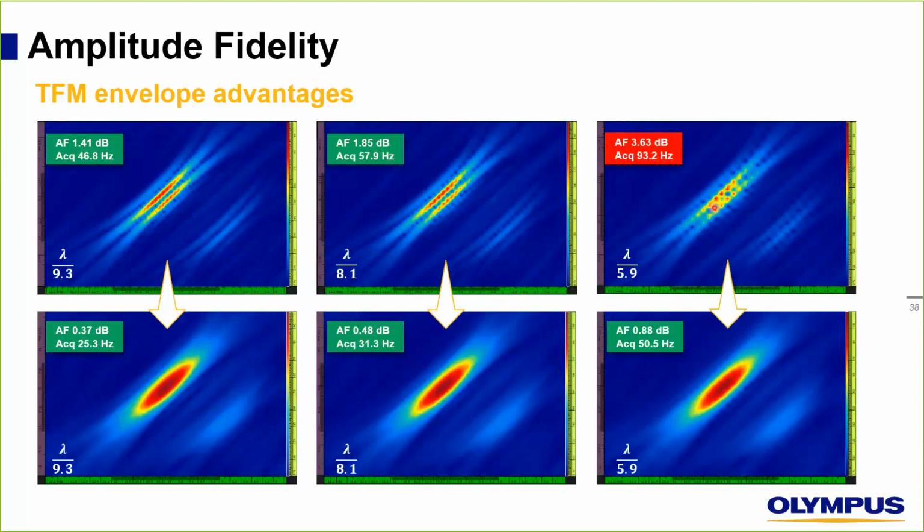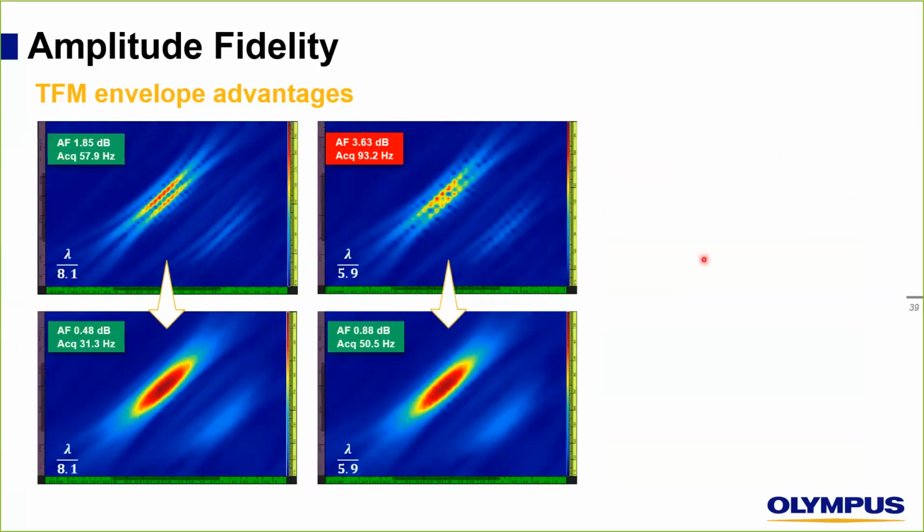For this case, we have an amplitude fidelity of 3.63 dB, and we have an acquisition rate of 93.2. So this is a good case where our setup is not complying with the code. By applying the envelope, amplitude fidelity became 0.88, which is complying with the code. Of course, we are losing some scan speed here. This is for a resolution of 5.9 points per lambda.